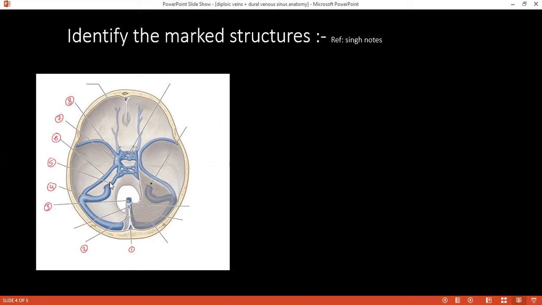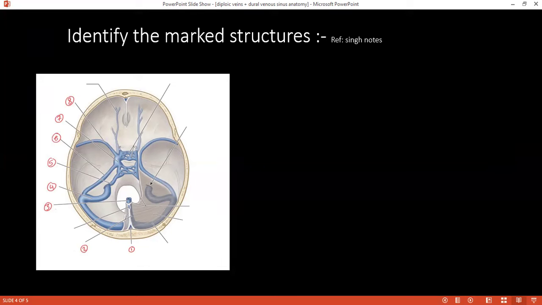5, please. 5 is the inferior petrosal sinus. 6, please. Superior petrosal sinus. 7, please. Cavernous sinuses. 8, please. This is sphenoparietal sinus. Okay, broadly, how would you classify dural venous sinuses?